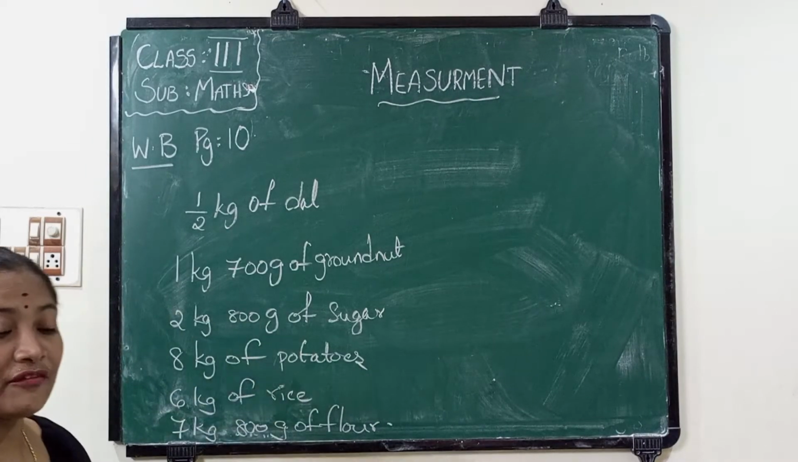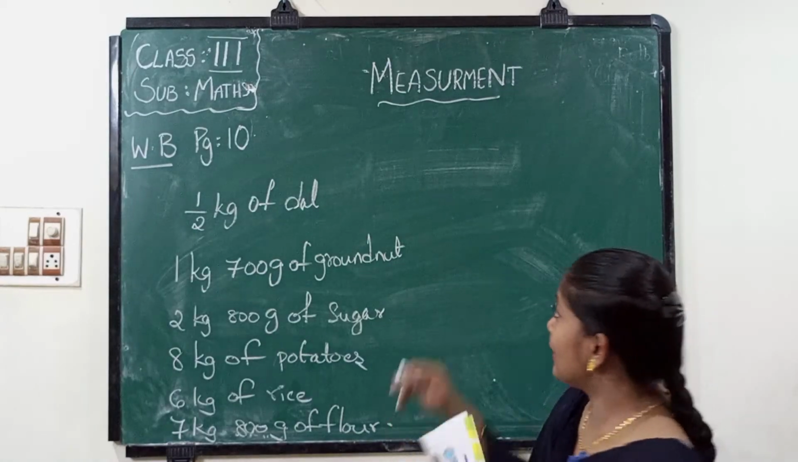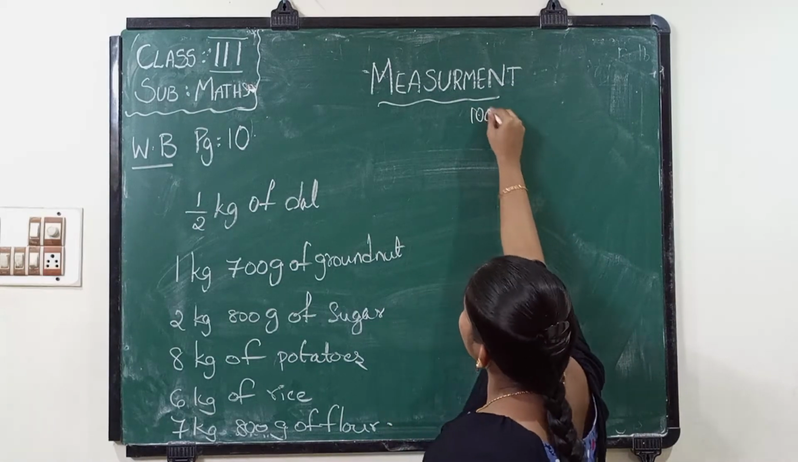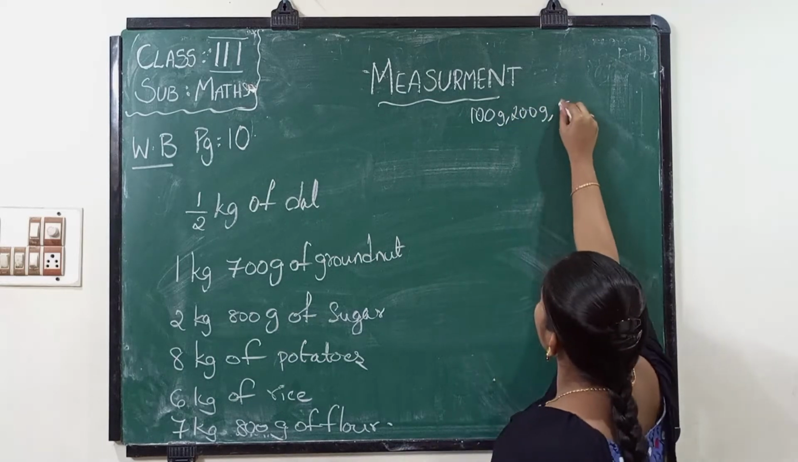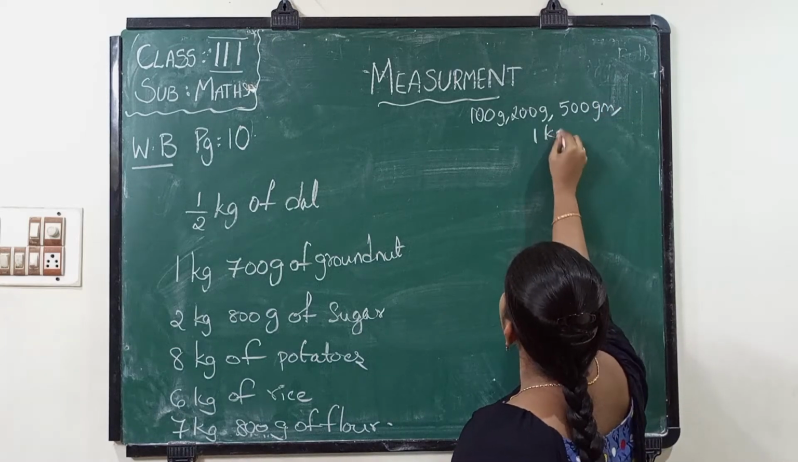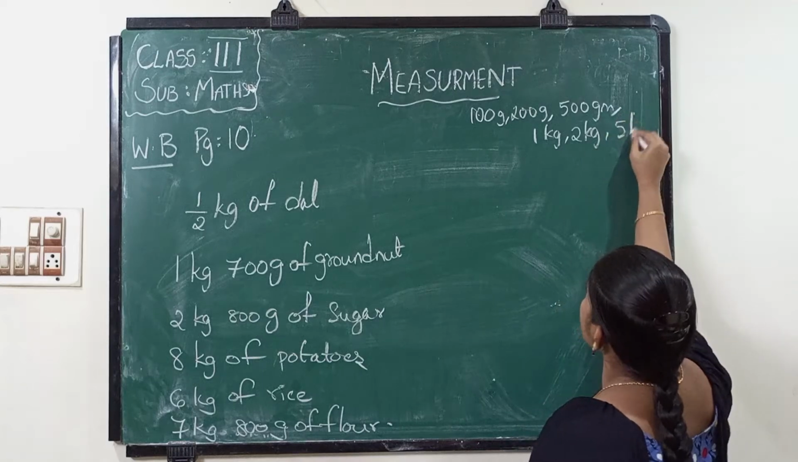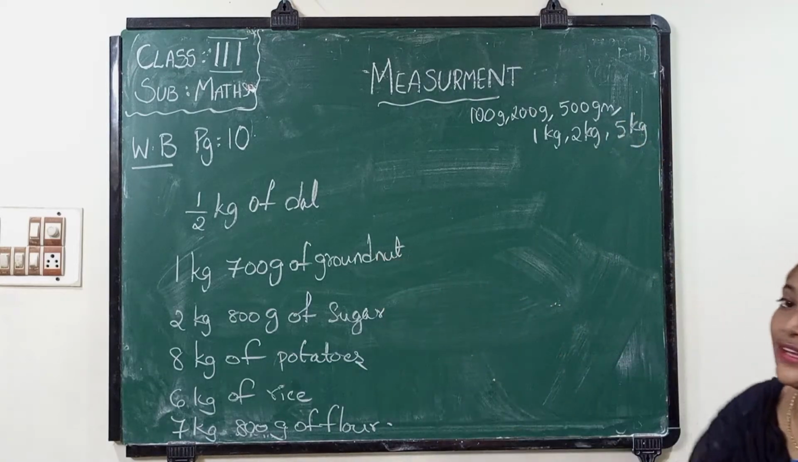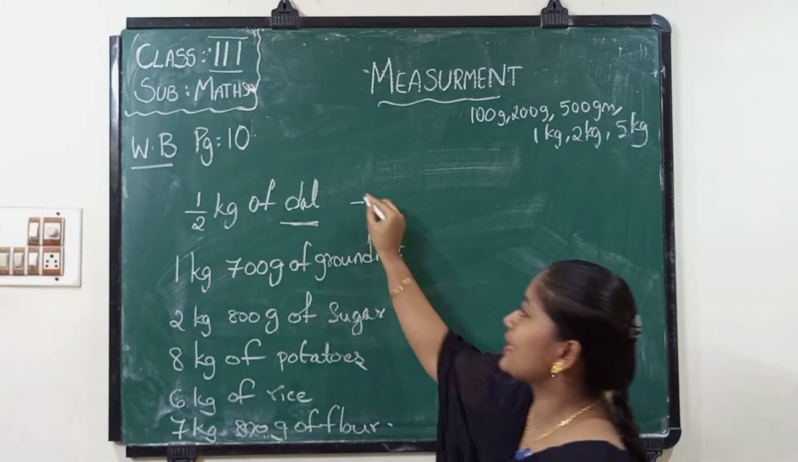What do we have to write? We have to use the measuring stones. Here he is having 100 grams, 200 grams, 500 grams, 1 kg, 2 kg and 5 kg stones. So we have to weigh according to the articles.